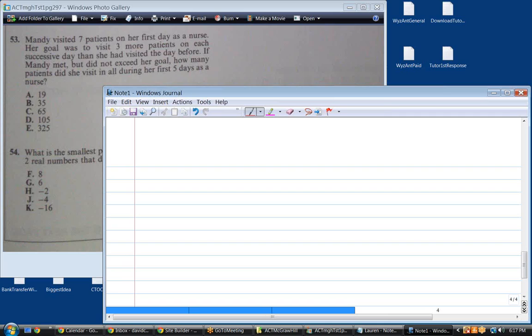53 has 6 sentences or 6 lines in it. That might make it look tough right off the get-go. But this is very easy. Read it, and you'll see why.